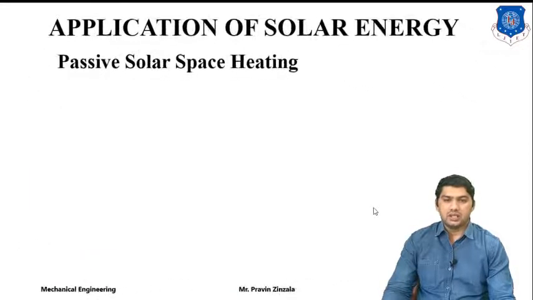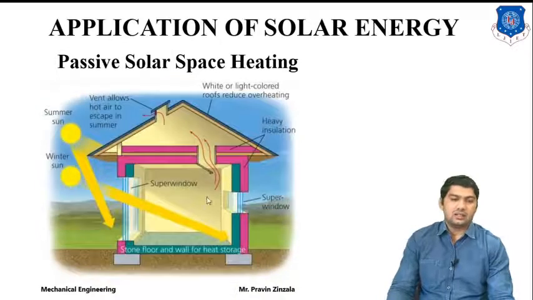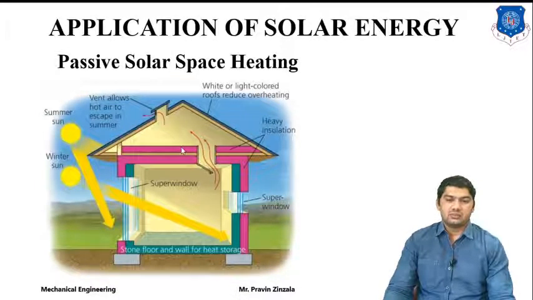Next is the passive solar space heating system, which means it is a natural space heating system. For example, this is our home and this is our south-facing wall. During the solar radiation, it will heat the air of our room, and on the outer side, we will provide the super window.